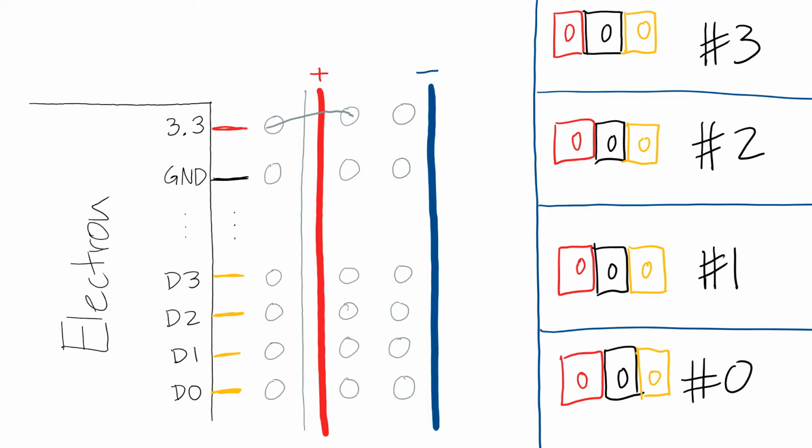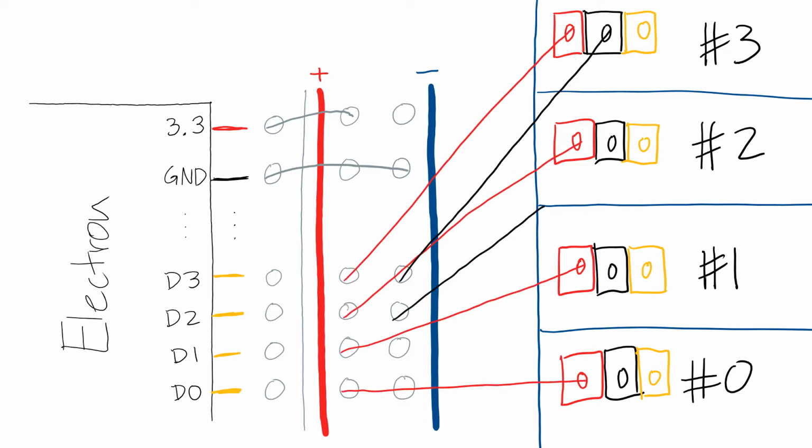We'll run a wire from the 3.3 pin on the Electron to the red side of this section, and a wire from ground to the blue section. Finally, for each relay, we'll connect their power to the red side, their ground to the blue side, and their control to the corresponding GPIO pin. Now that our code is written, we're ready to start wiring things together.